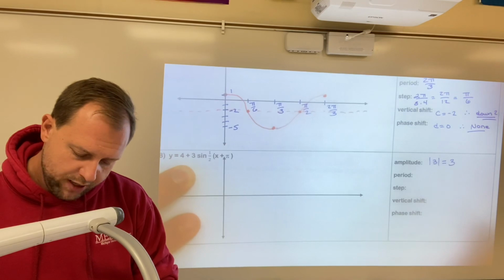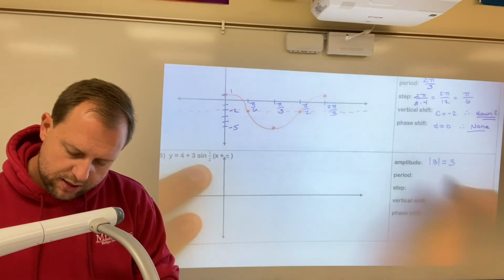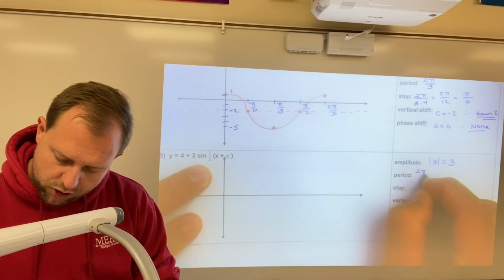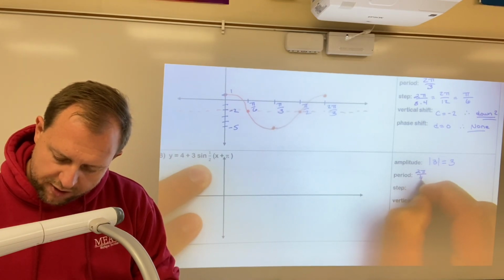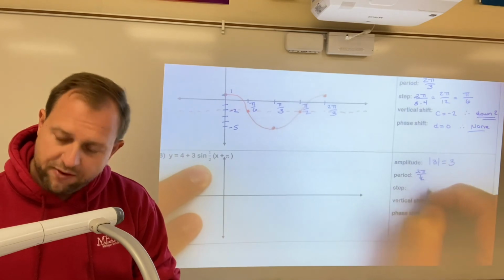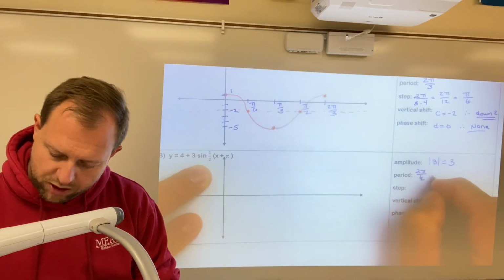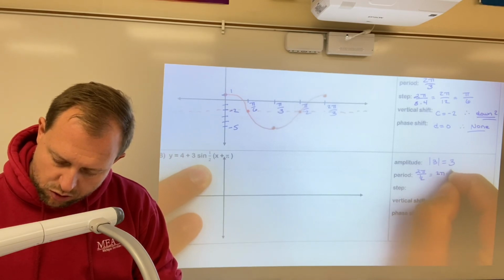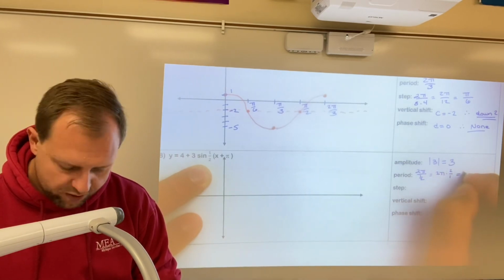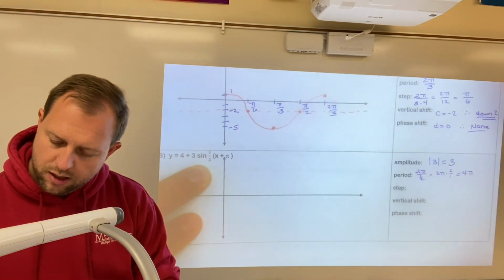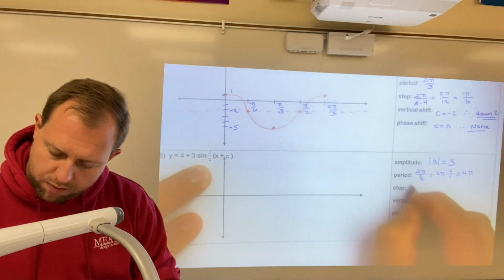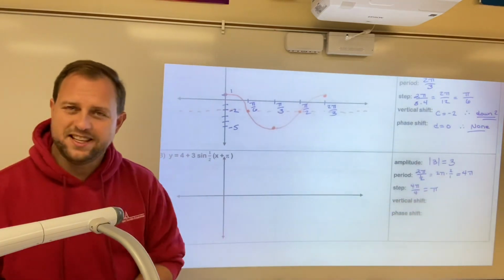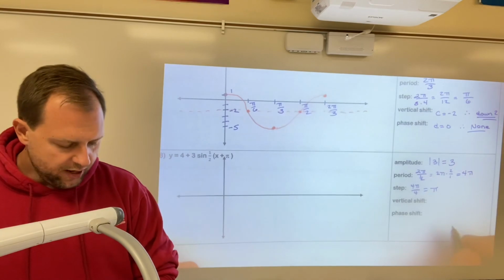Our period is going to be 2 pi over 1/2, which is the same as dividing by a fraction, you can multiply by its reciprocal. So that's 2 pi times 2 over 1, which means that's 4 pi. Our step is 4 pi over 4, which is just pi. So nice easy steps.